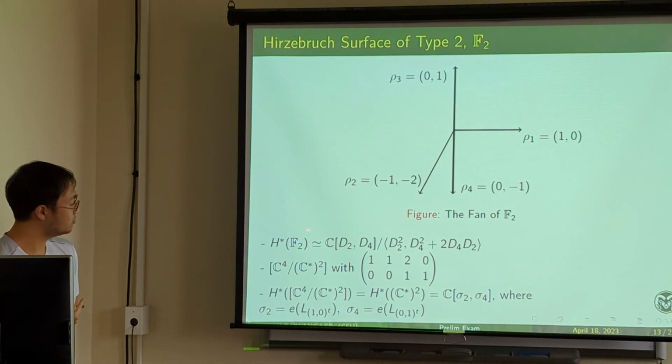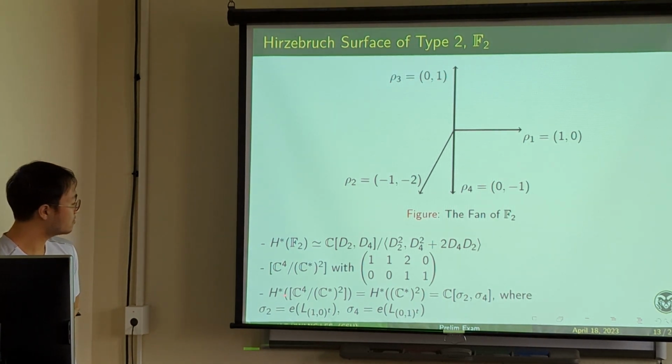And then this smooth toric variety has a quotient description from C to the number of the rays, which is C4 in this case, quotient by a two-dimensional torus. And here 2 comes from the rank of the Picard group. And this is the corresponding stack quotient of the Hirzebruch surface, with the action defined through this matrix. This tells us this two-dimensional torus is acting on this four-dimensional space.